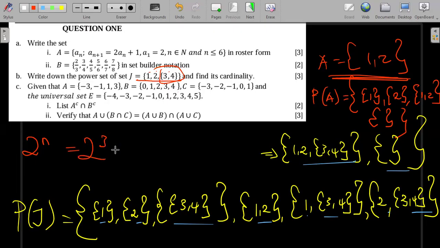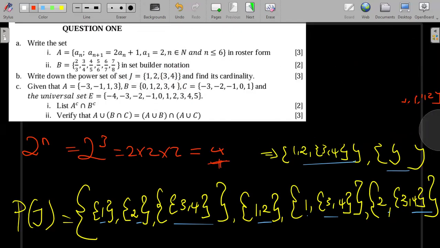So it will be 2 to the power 3, which will just be 2 multiplied by 2 multiplied by 2, which will give me 8. So the cardinality of this set J will just be 8. Right, we're done with that one. Let's look at C.